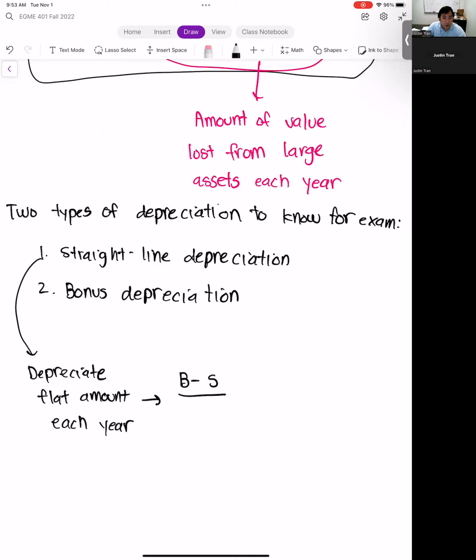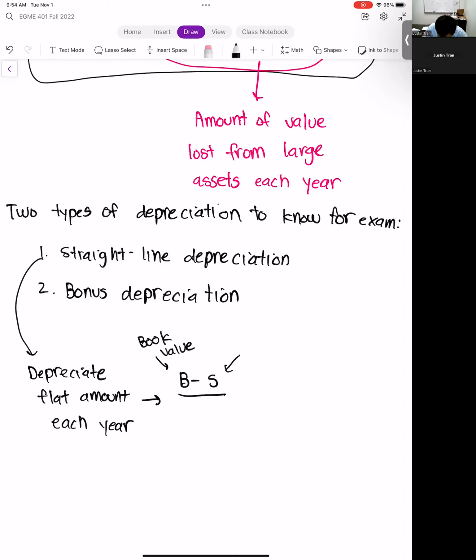The way you compute the straight line depreciation is you take B minus S, where B is the initial cost, or what's more accurate, the book value. Because when we combine this with bonus depreciation, it may not be the initial cost of the asset.